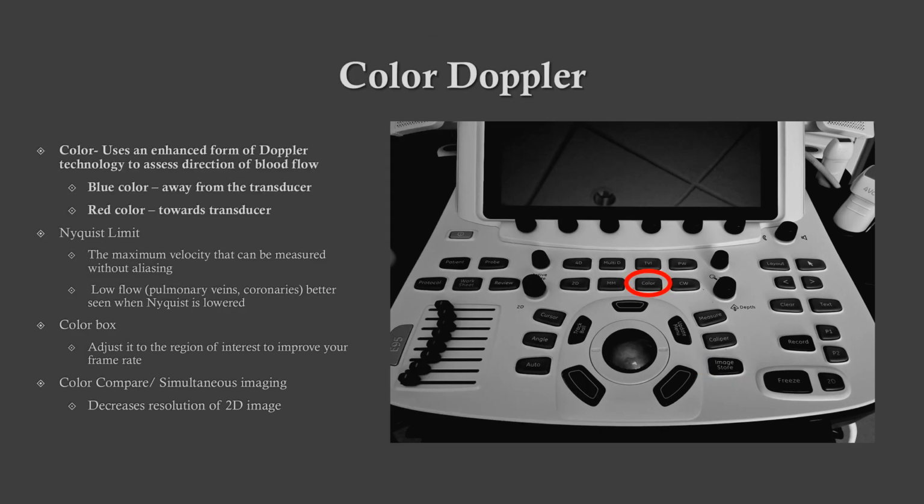Next, we'll move on to color Doppler imaging. What is color Doppler? Color Doppler uses an enhanced form of Doppler technology to assess direction of blood flow. Blue color represents blood flowing away from the transducer, and red color represents blood flow towards the transducer.